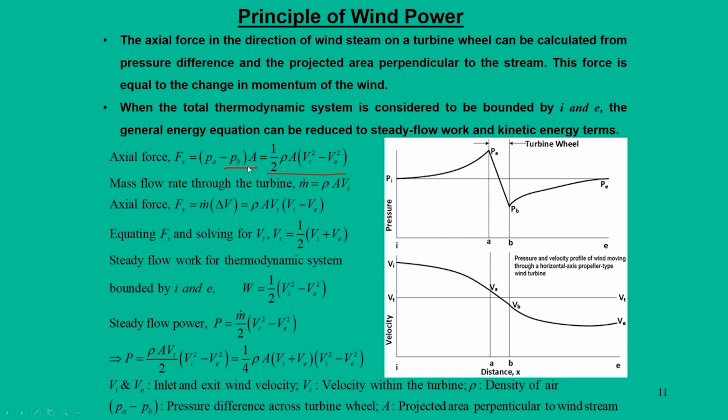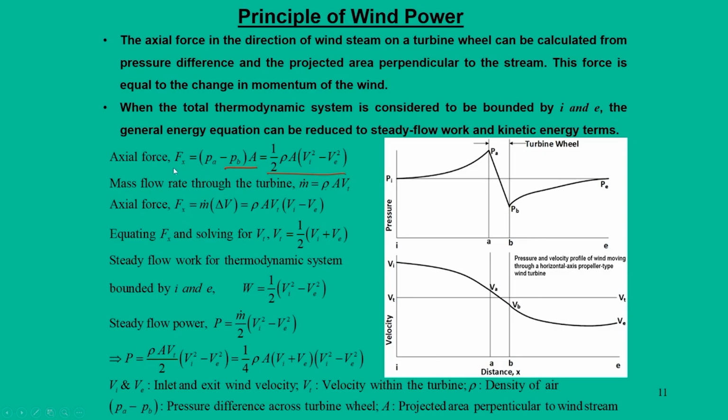The other way of calculating this axial force is through the mass flow rate of the turbine. Normally, force is nothing but the rate of change of momentum, and the rate of change of momentum is nothing but mass times velocity difference. This velocity difference we can find from the initial velocity and the exit velocity, and the mass flow rate is rho times A times Vt, where Vt stands for the velocity of the turbine. So, we have two expressions for axial force in two different forms.